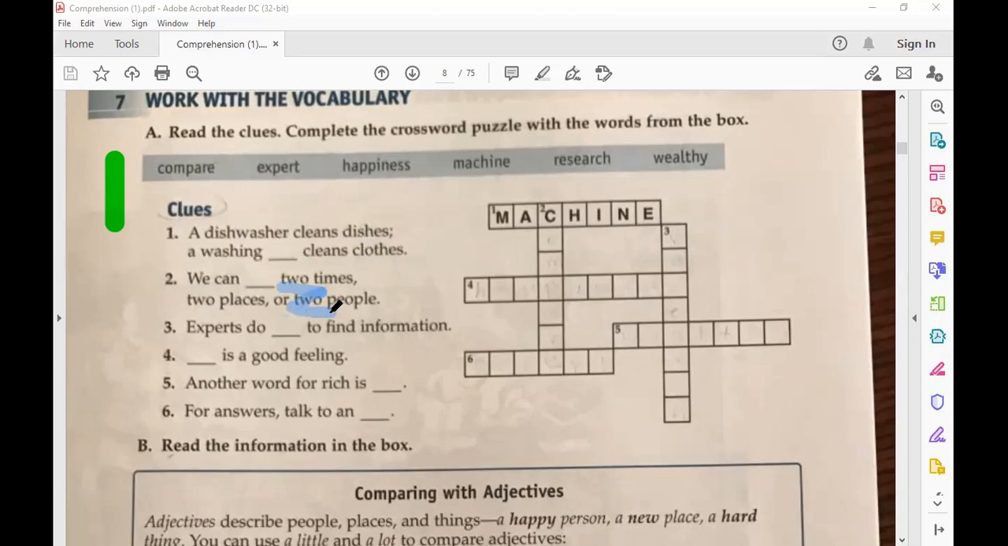Okay. Experts do what to find information? Usually they do research. Research. Okay. A good feeling. Happiness. Very good. Another word for rich. Wealthy. Excuse me, wealthy. So rich is the synonym of wealthy. For answers, talk to an expert. Okay, expert. Very good. So to find answers, you can consult an expert. Very good. MashaAllah. Okay, you're doing good. Let's move on.